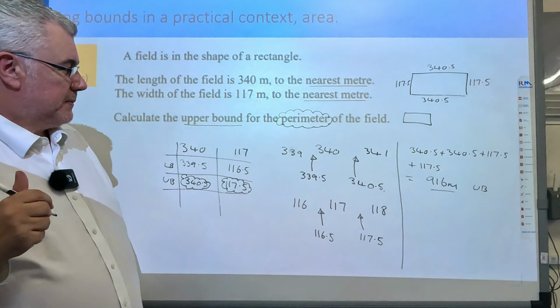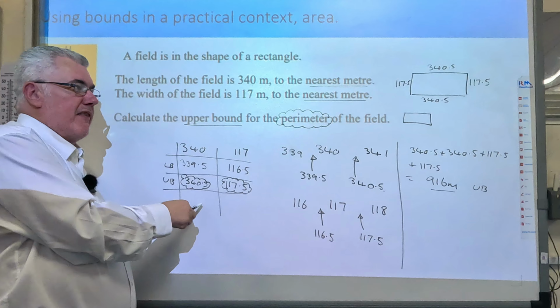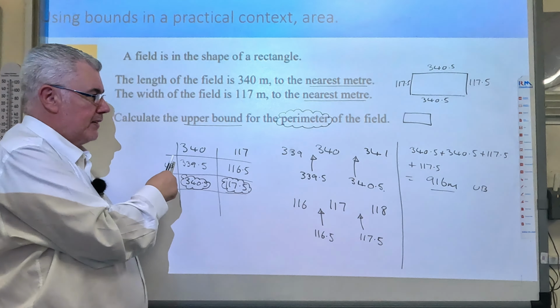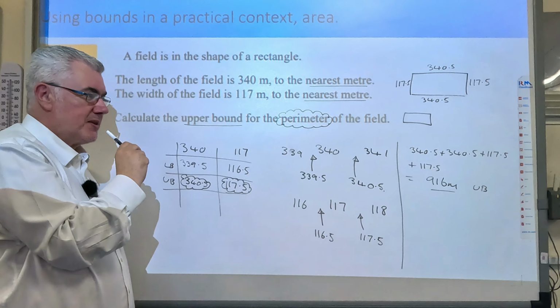I hope that helps. As I say, this is going to get you some marks, so try and do the upper bound and lower bound. If you're ever unsure what to do, do the upper bound and lower bound of every number you can see. It's more than likely going to get you some marks.